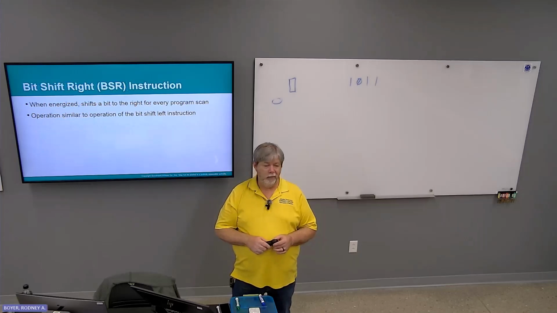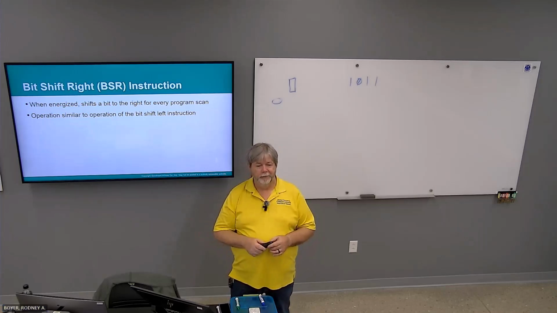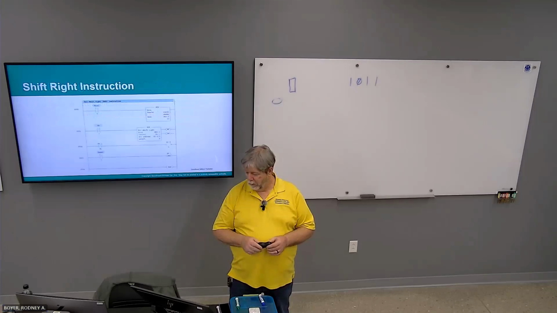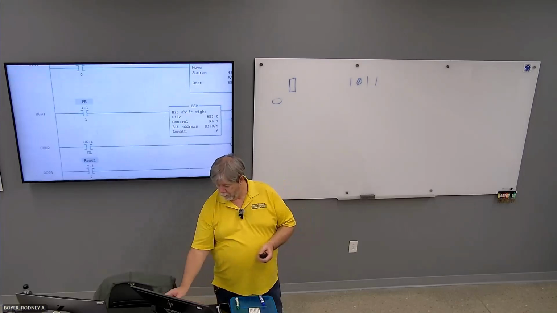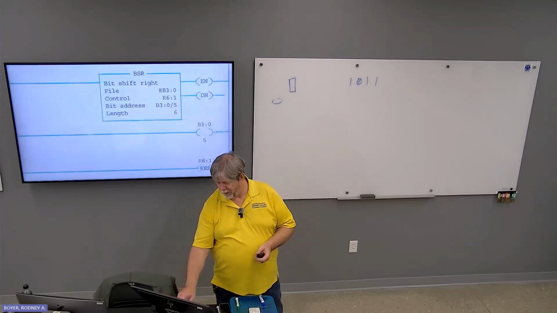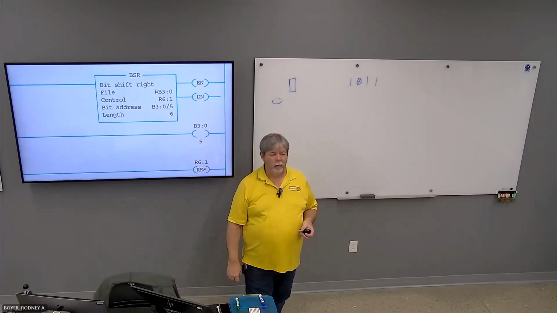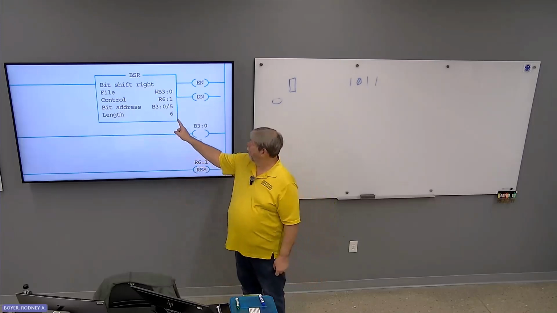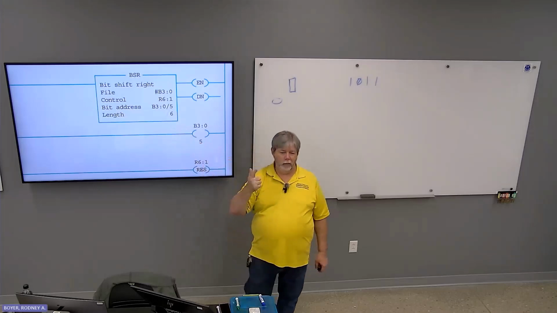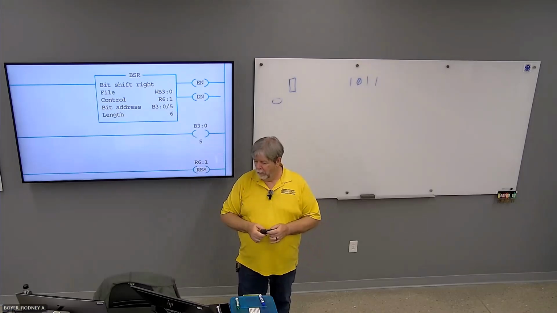Bit shift right is exactly the same as the left, only the bits go the opposite direction. There's a shift right. The other significant difference is where the start bit is. Since we're shifting bits to the right, we have to start at the top. Length of 6: 0, 1, 2, 3, 4, 5. Okay, and that's all of that.